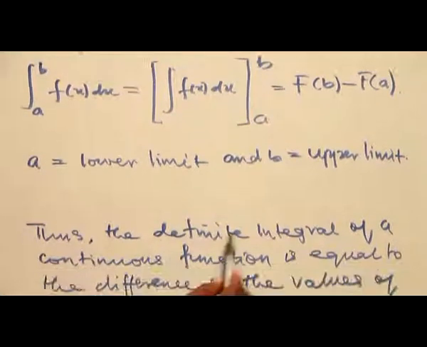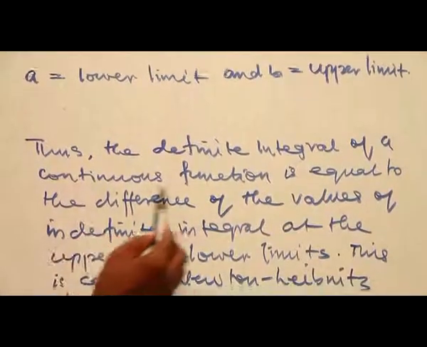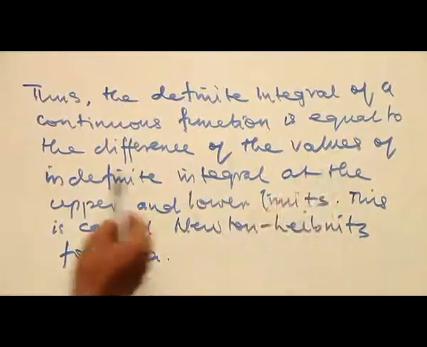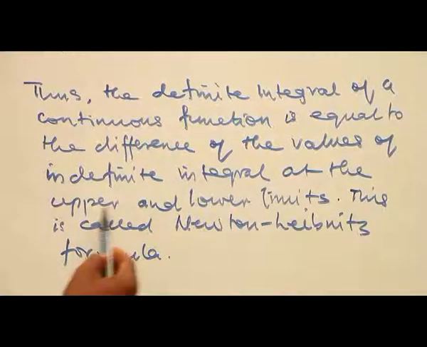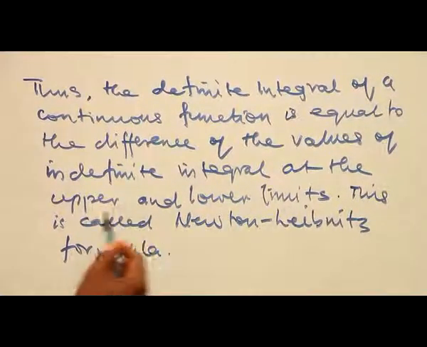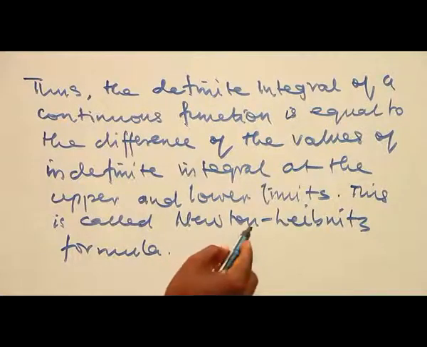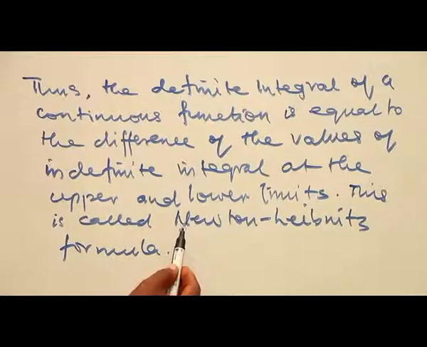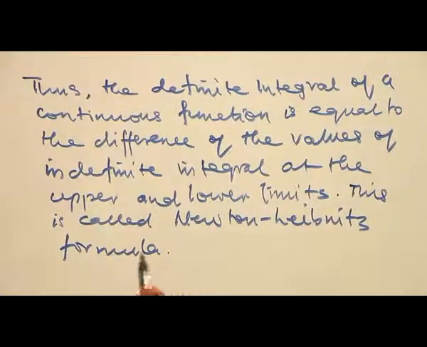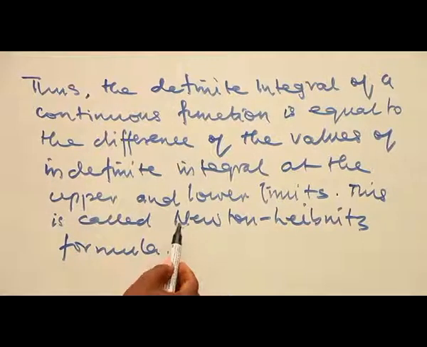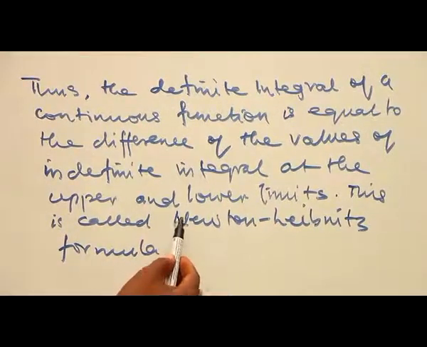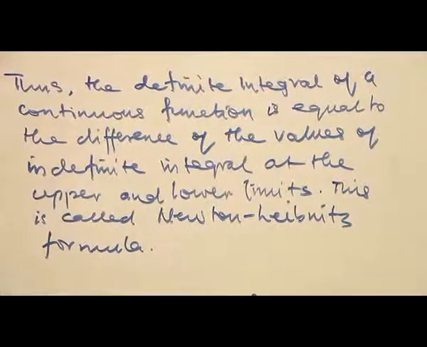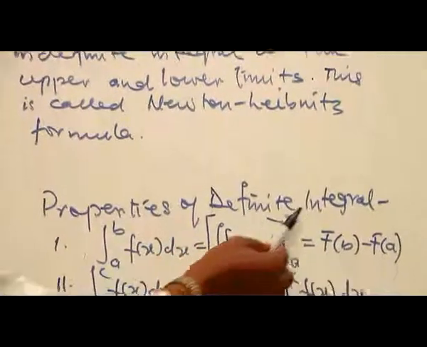Thus, the definite integral of a continuous function is equal to the difference of the values of the indefinite integral at the upper and the lower limits. This is called the Newton-Leibniz formula. You know calculus, the fathers of calculus are Leibniz and Newton. And so they also came up with this formula for definite integrals. We shall also look at some of the properties of definite integrals.